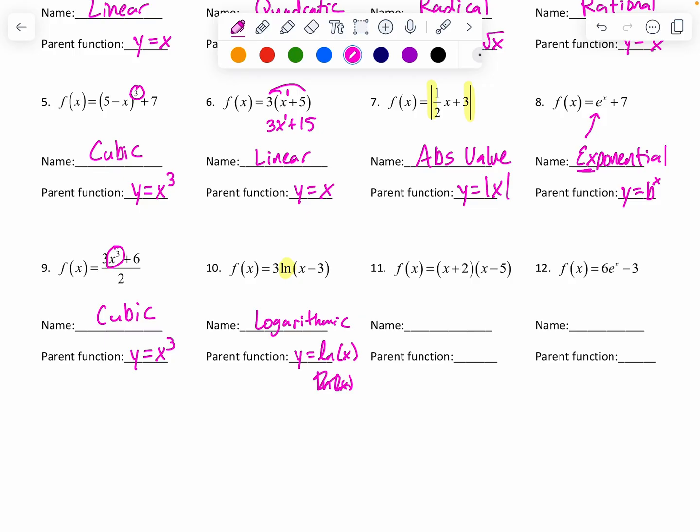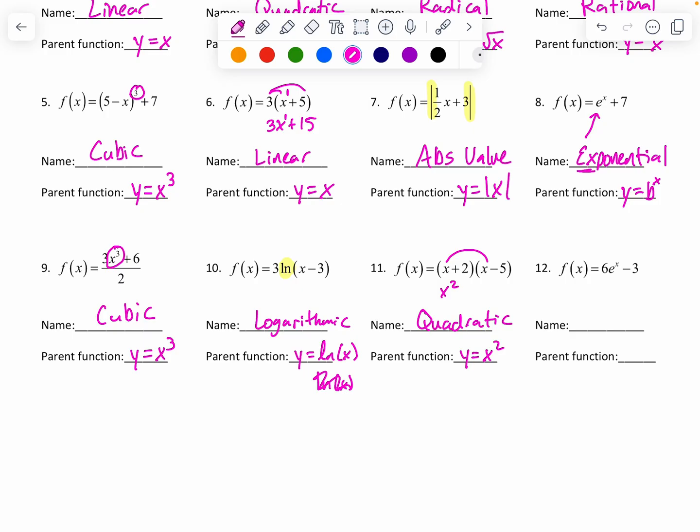Number 11, I see 2 x's. So notice they're in parentheses that are attached, so we know that those could distribute. And if I do x times x, I get an x squared. So even though they aren't originally looking like an x squared, x times x is x squared, so that is a quadratic. Then its parent function is y equals x squared.